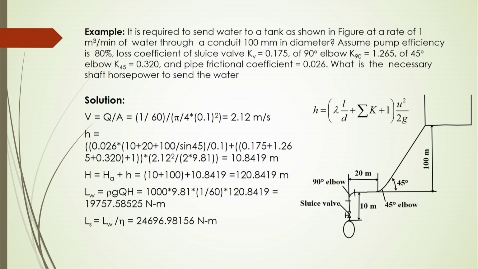Very interesting: this is your pump, which sucks water through the sluice valve and then discharges it through this pipeline, and the discharged water is collected in this storage tank. In between you are using the sluice valve, 90 degree bend and 45 degree elbow. So you have to calculate the horsepower required for this pump.